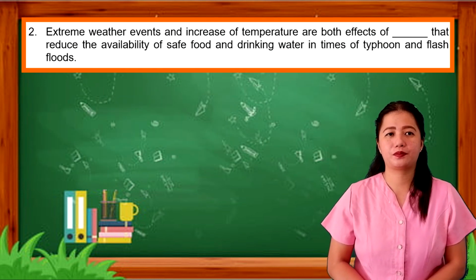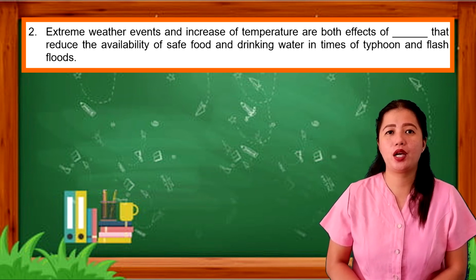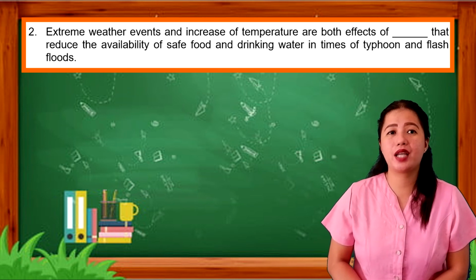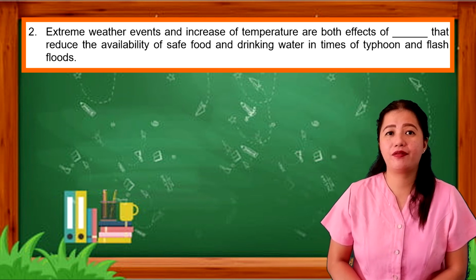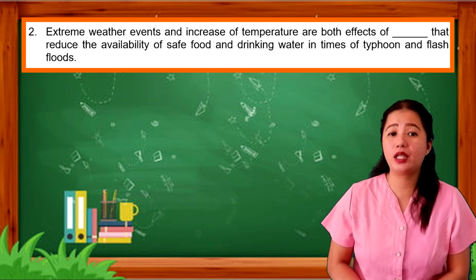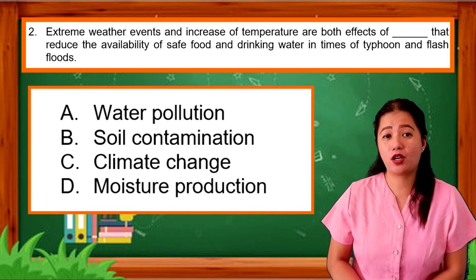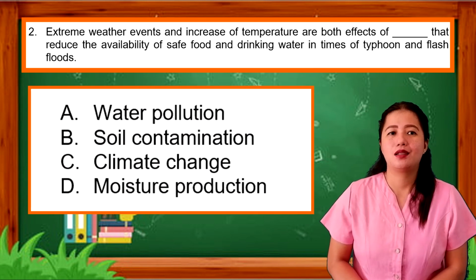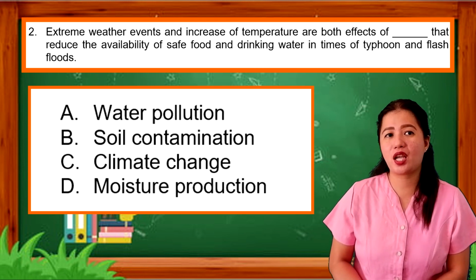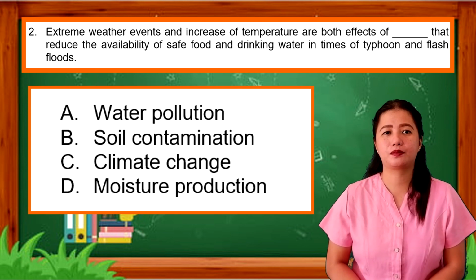And letter D, nosebleed and cough. Number 2, extreme weather events and increase of temperature are both effects of blank that reduce the availability of safe food and drinking water in times of typhoon and flash floods. Letter A, water pollution. Letter B, soil contamination. Letter C, climate change. And letter D, moisture production.